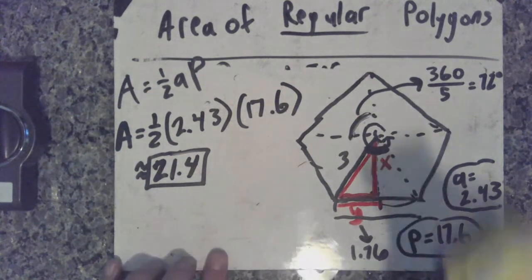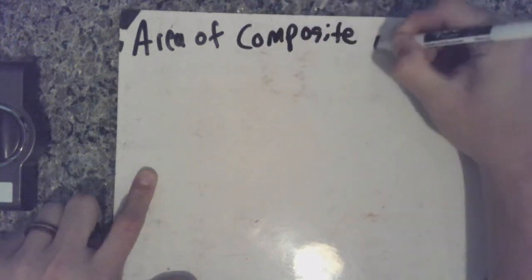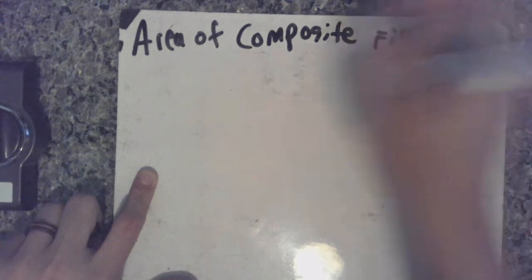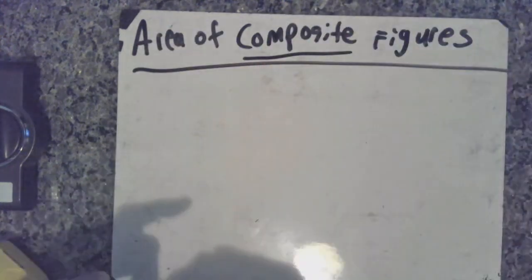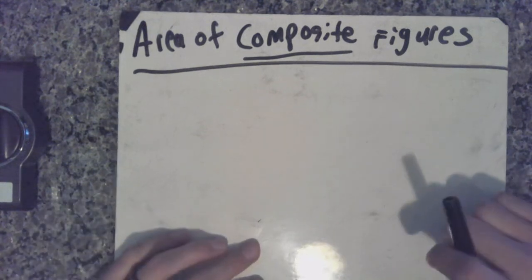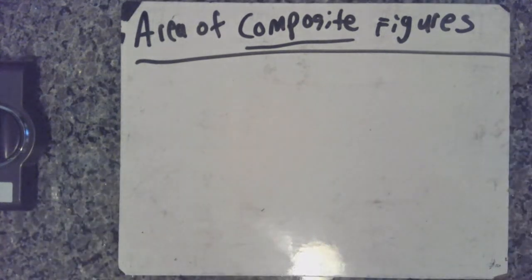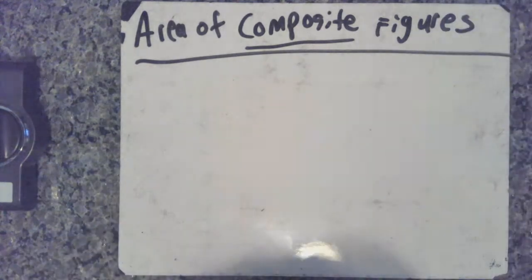Now let's go ahead and talk about the second thing, and that is area of composite figures. Now let's talk about this word composite. To compose is to put something together. Think about a composition book, a bunch of pages together, or a composition in music. You're composing a piece, making a piece of music. That's exactly what we're doing, but just with shapes. That's what the figures part is.